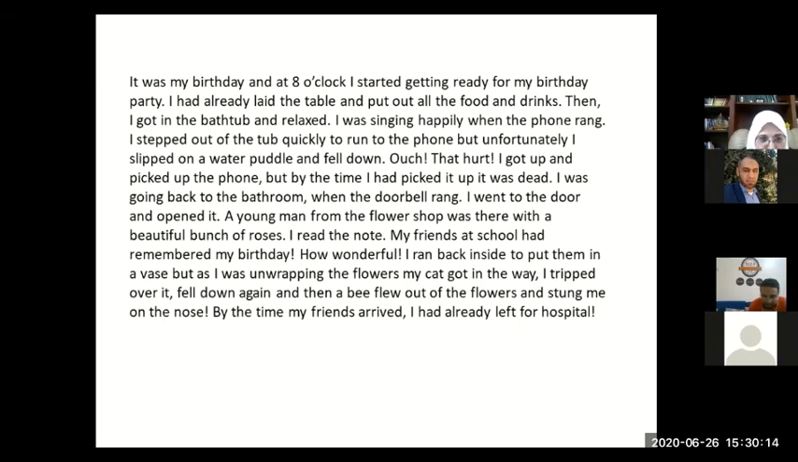When the phone rang, I stepped out of the tub quickly to run to the phone. But unfortunately, I slipped on a water puddle and fell down. Ouch, that hurt. I got up and picked up the phone, but by the time I had picked it up, it was dead. I was going back to the bathroom when the doorbell rang, and so on. The story is really fun and engaging.